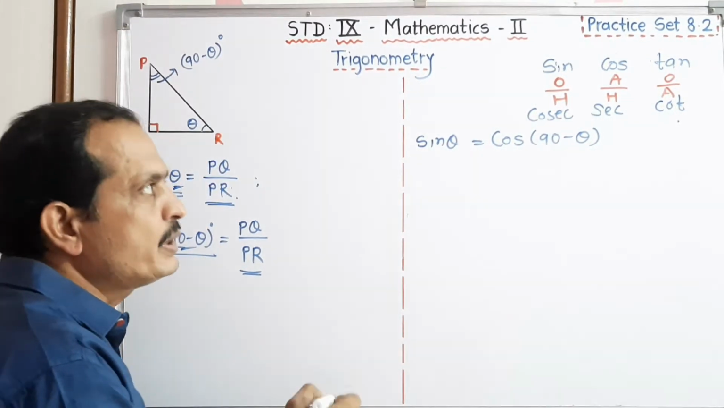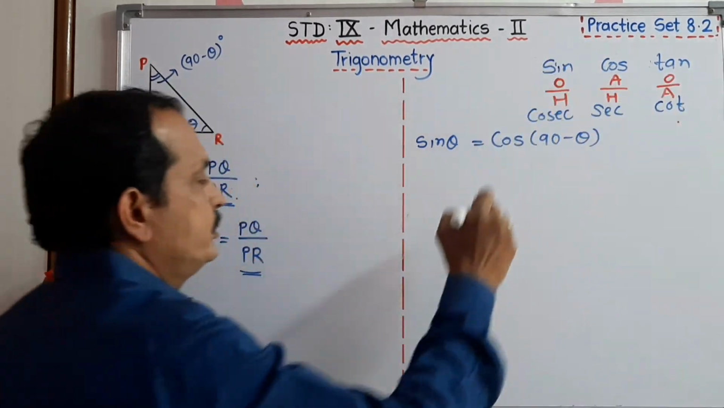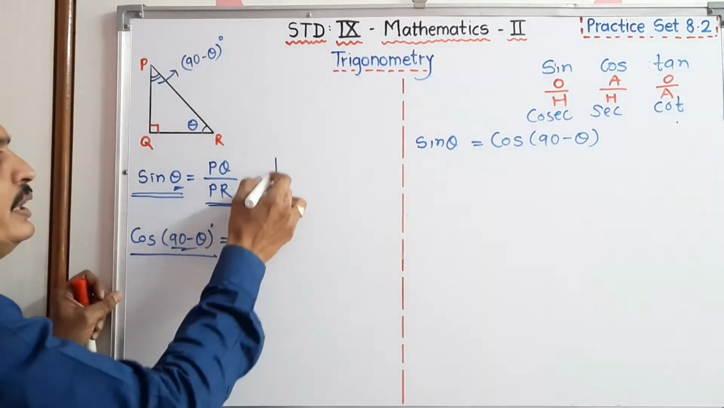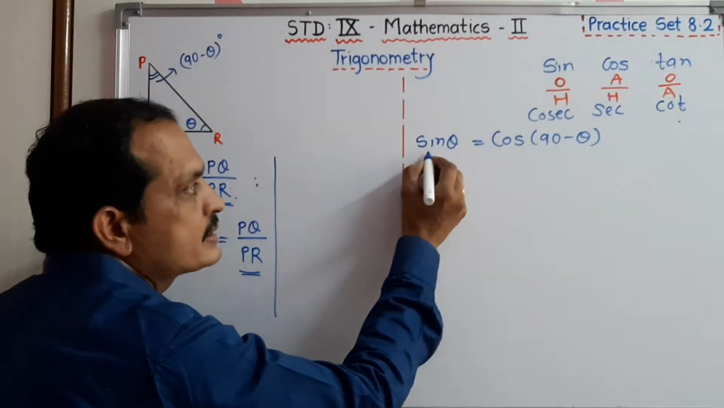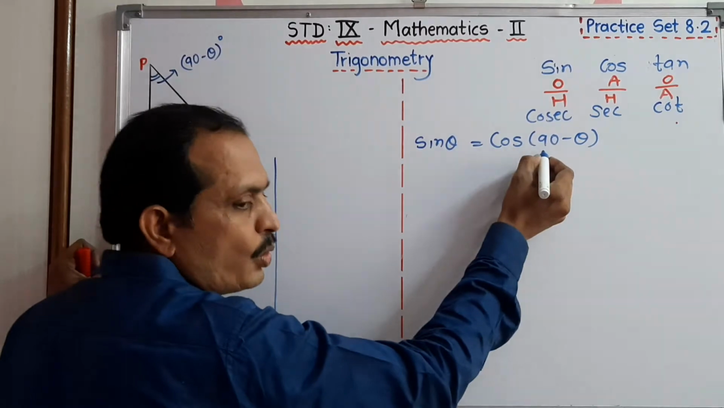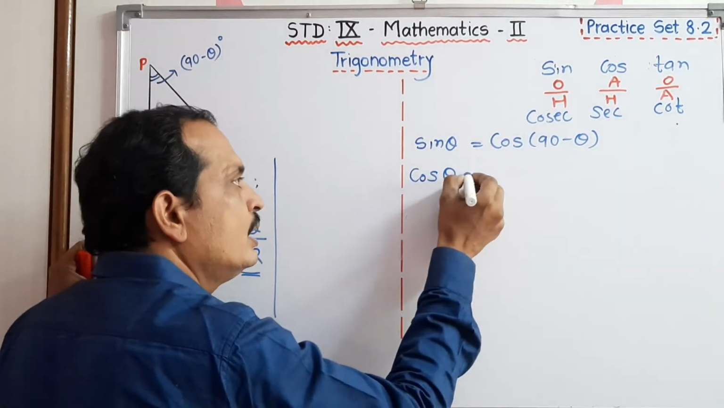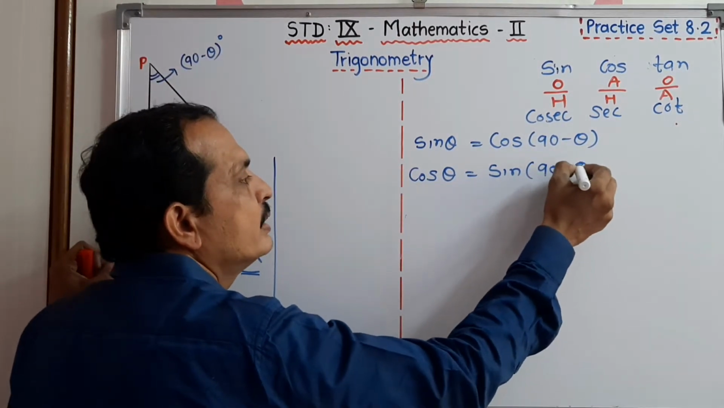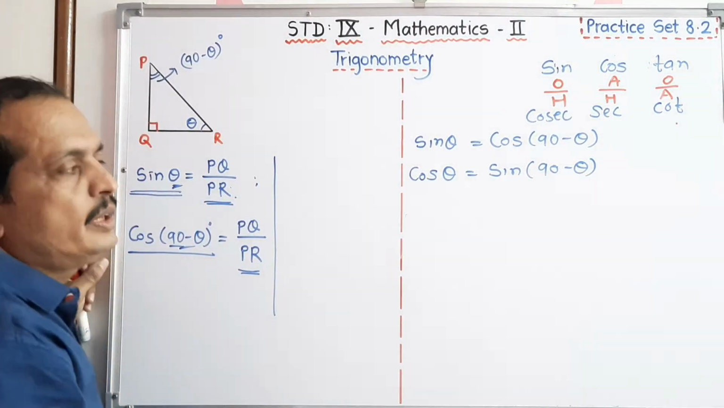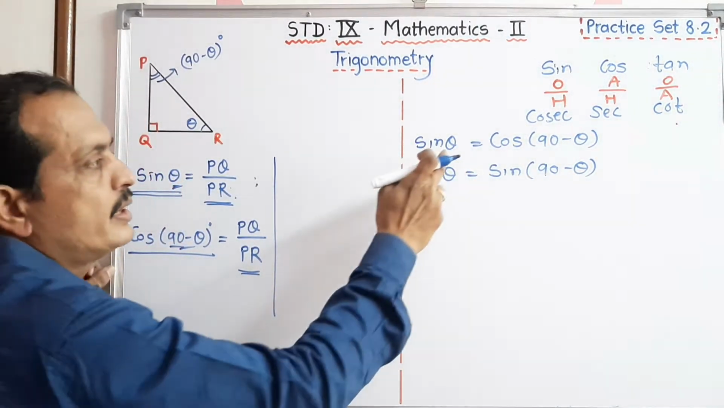Got it? Same relation we got in tan and cot. Same relation we will get in tan and cot. That is, in this case also sin theta is equal to cos 90 minus theta. We can write cos theta is equal to sin 90 minus theta. Dear student, this is the relation between the complementary angles of sin theta and cos.